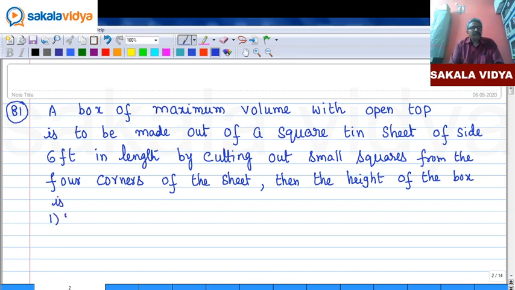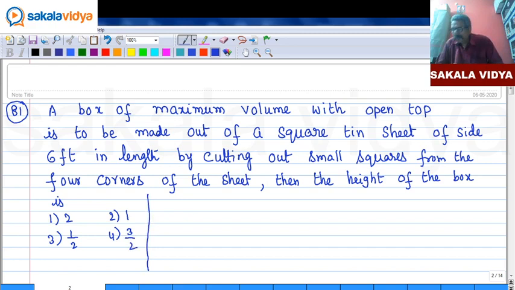First option 2, second option 1, third option 1 by 2, fourth option 3 by 2. This is the question. Okay, this question is very, very important and also a very lengthy problem, but I will give you the shortcut, don't worry. All of you note down the shortcut.